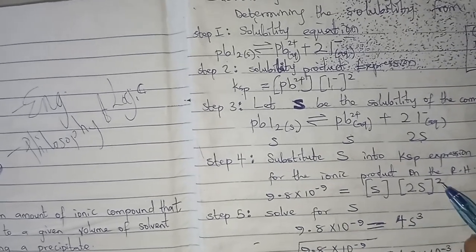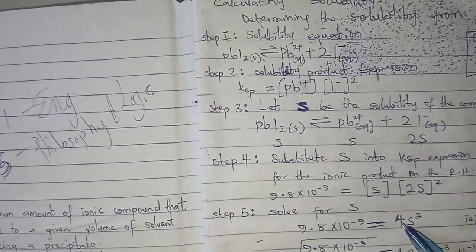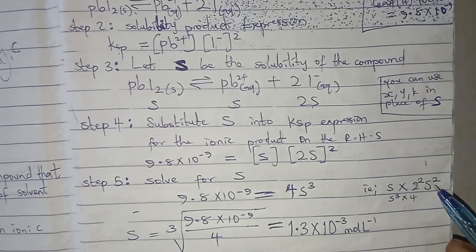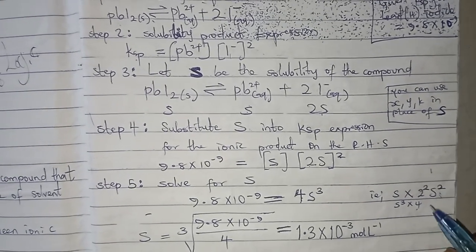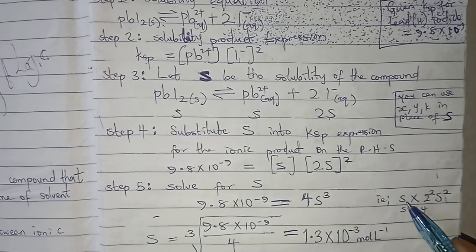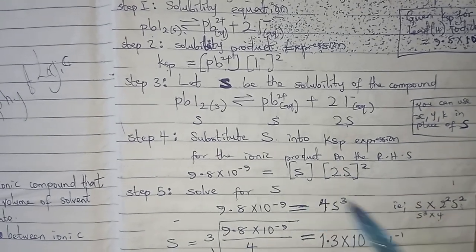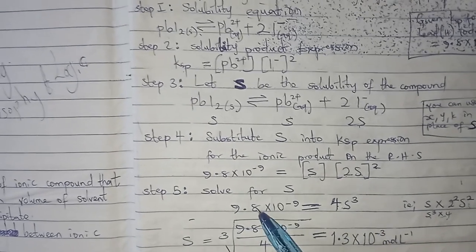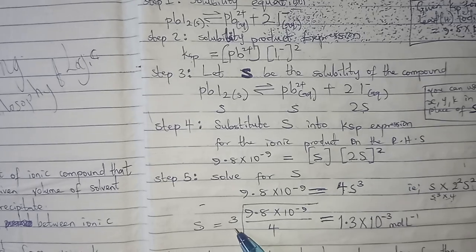So you see that this is 2. 2 squared is 4. S squared is S2. Then this is S here. So S squared times S becomes S3. Then times 4 becomes 4S3, equals to this.